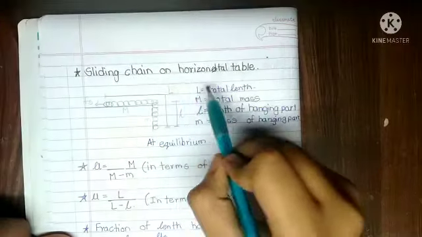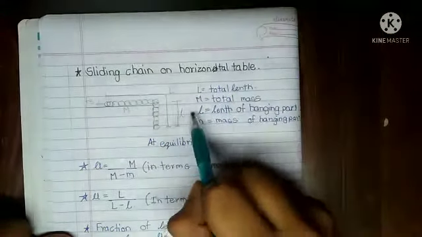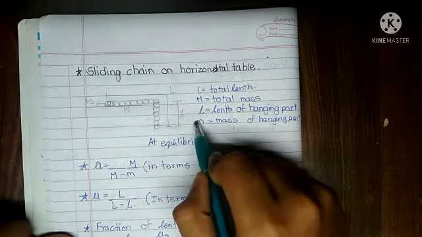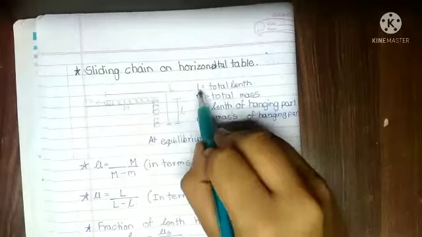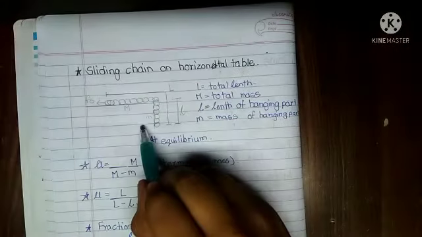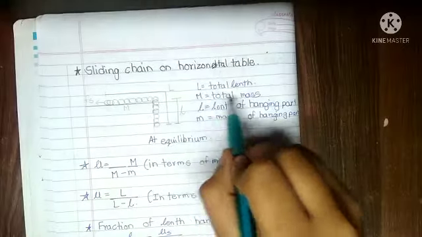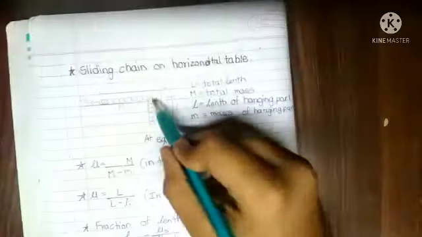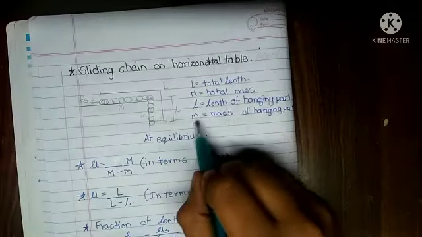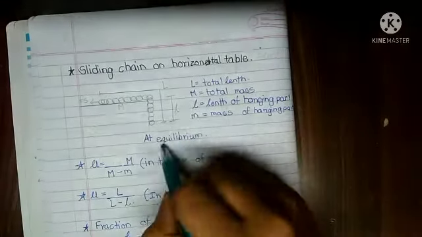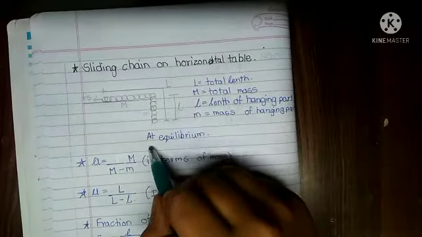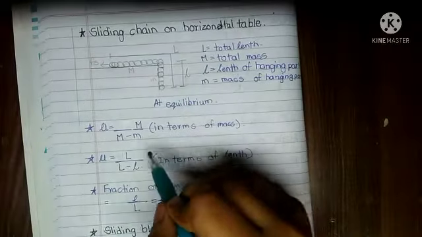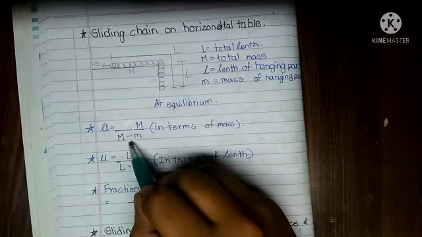Sliding chain on horizontal table. This is an important concept. There are very many questions on this concept. Here capital L is equal to total length of chain. Capital M is equal to total mass. Small l is equal to length of hanging part, and small m is equal to mass of hanging part. If the question asks, at equilibrium mu is equal to question mark, then we can use this formula to find mu.